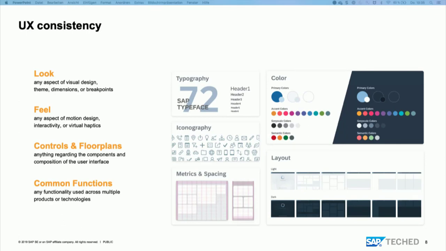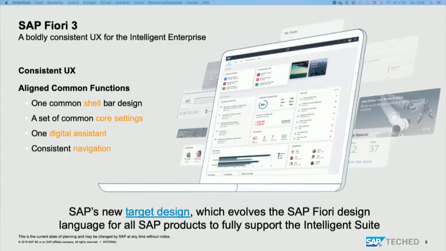And this is the first time we have such a consistent design across all of these companies. Yeah? So consistency is key. Alignment of some common functions like the shell bar design. This is what Jürgen showed. How to do settings and many, many more things.